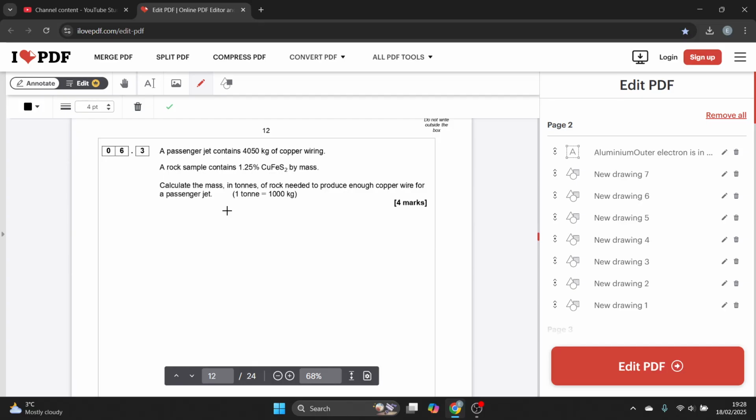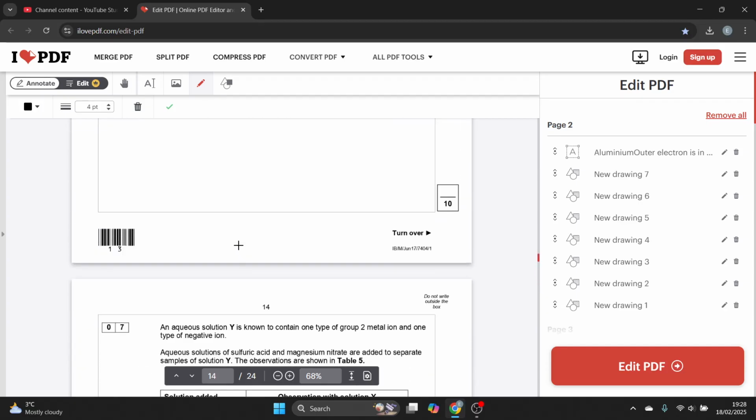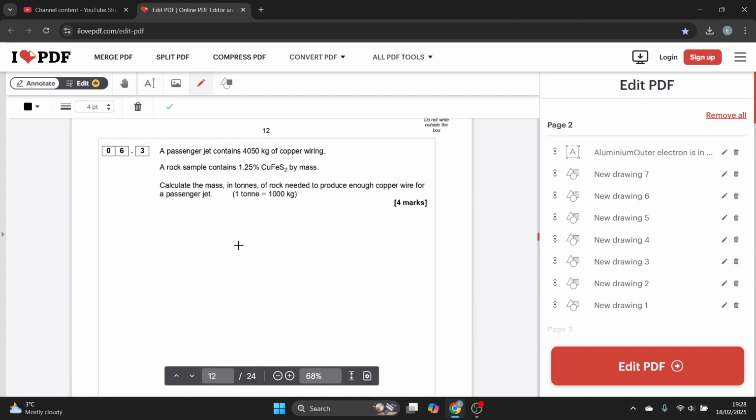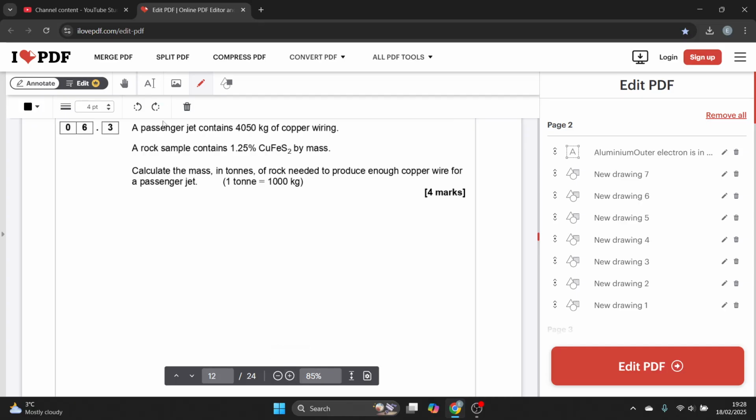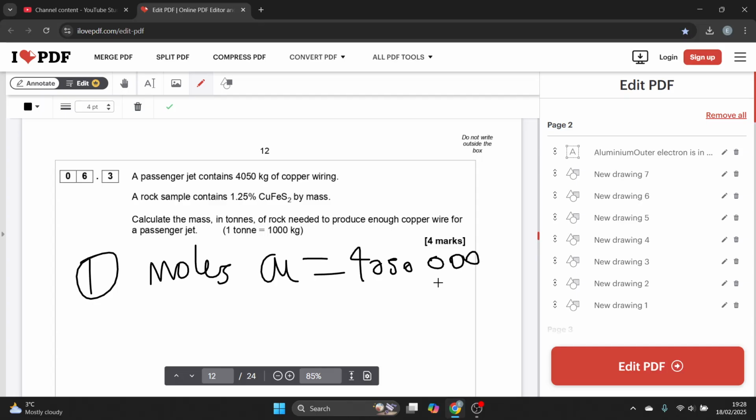Passenger jet contains this much mass of copper wiring. Rock sample contains this much of copper sulfur FeS2 by mass. Calculate the mass of this plus 1 copper wire. So what I'll do first is moles of copper, 4050 in grams, 123. That's 4.5 million grams. Divided by the MR of that, 63.5. Put on the calculator, 4050, 123, 63.5, and you get 63780.